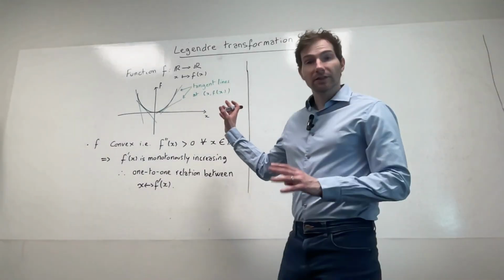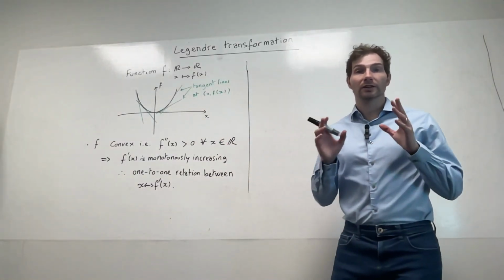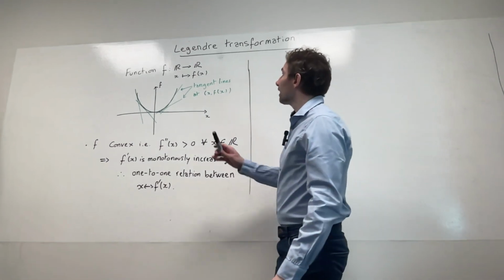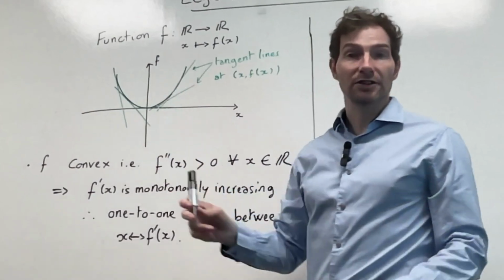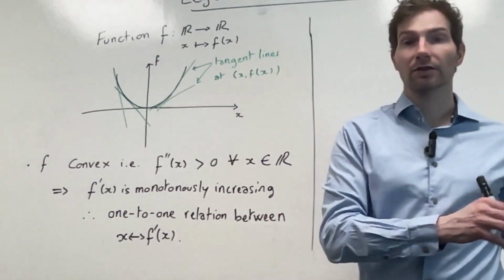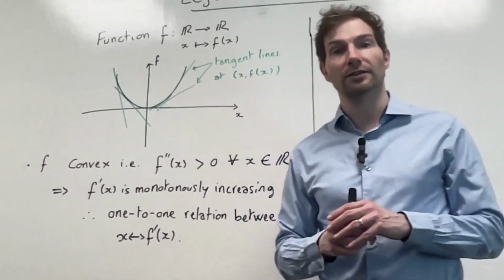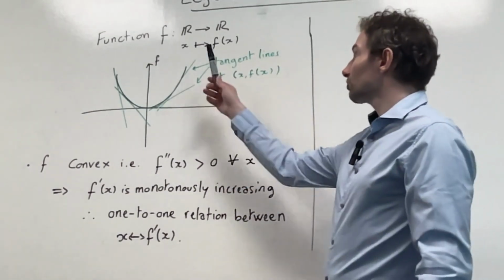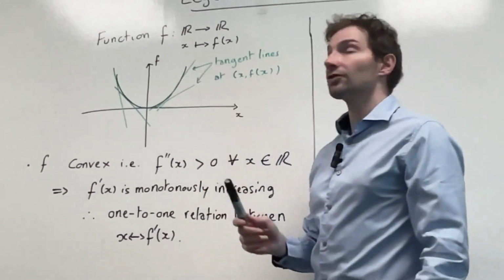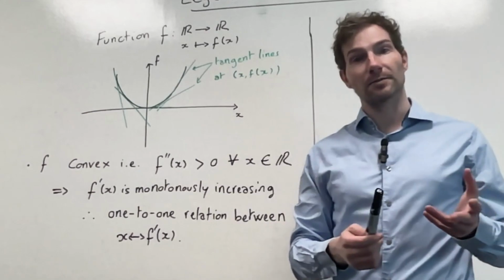Right, okay, so let's set the stage a little bit for Legendre transformations. What we want is basically a function f, a map that goes from the reals onto the reals. At least we are going to limit ourselves to that. And so it's going to take a real x and then return another real f of x.